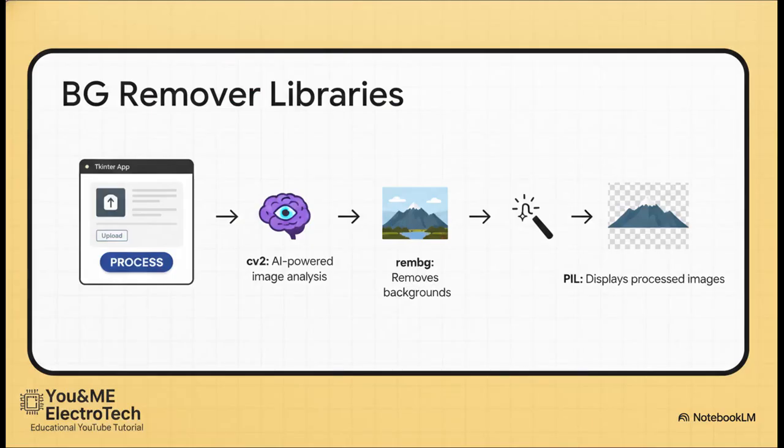And by combining a few specific libraries, we can build a surprisingly smart tool. We use tkinter for the window structure itself, but the real magic happens when we bring in OpenCV to analyze an image using AI, RimB to magically strip the background out of it, and the PIL library to cleanly display that processed image back to you. With just one button click in our custom GUI, the app processes a photo and saves a perfectly masked version right to your desktop. How cool is that?